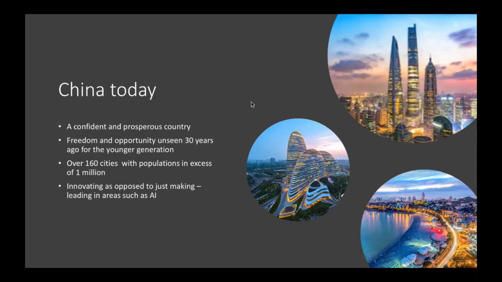Innovating, as opposed to just making and manufacturing, is now one of the biggest incentives for companies and for the state in China. There's a huge amount of investment in leading in areas such as artificial intelligence, becoming a country that specializes in research and innovation. China is very much changing its face from being that manufacturing base to being an innovative global leader.